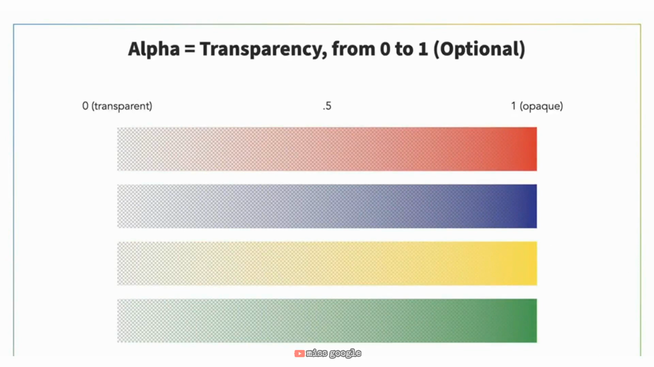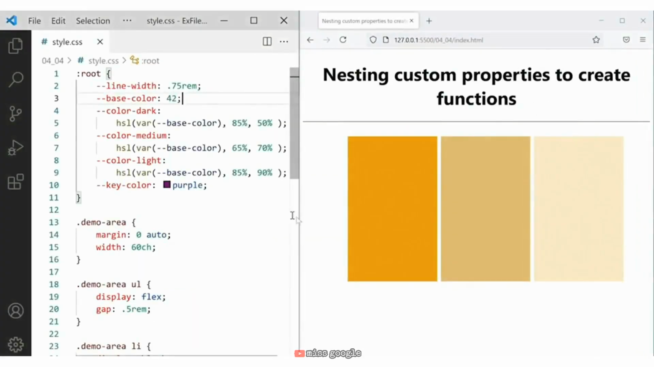The final value, the optional A for transparency or alpha, is a value between 0 and 1. So here, 0 is completely transparent, there's no color at all, and 1 is completely opaque, and you have full color.